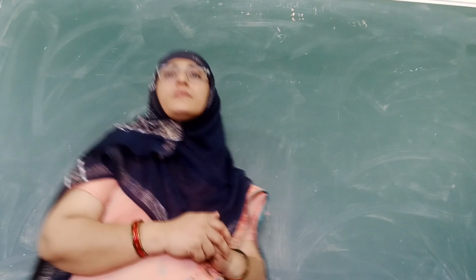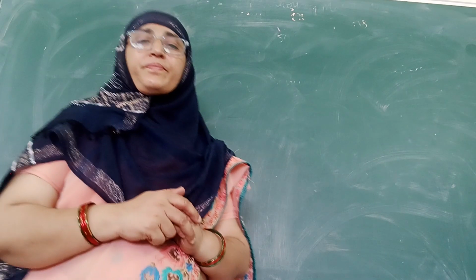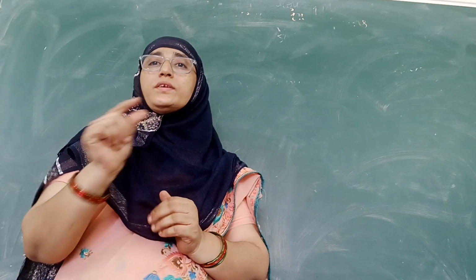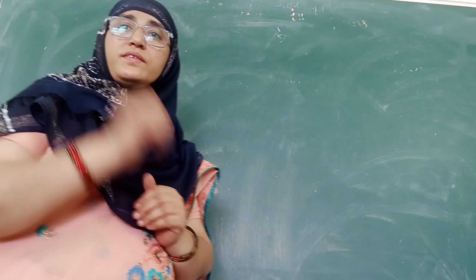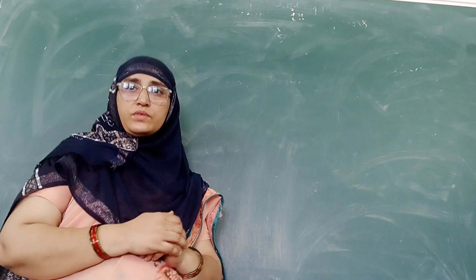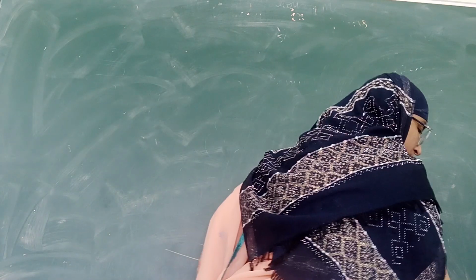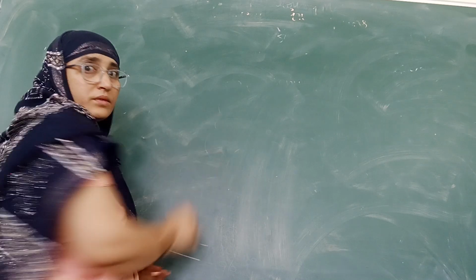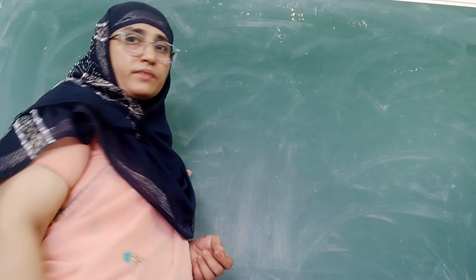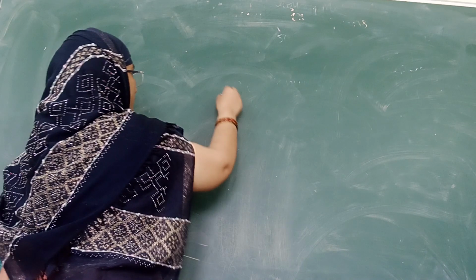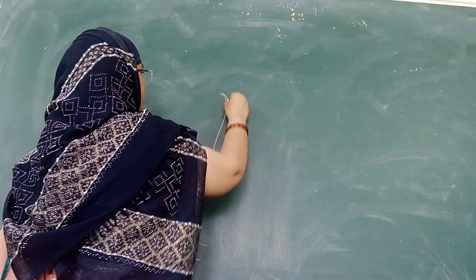First of all, tell me what is pollen grain? Pollen grain is a powdery substance which we observe on the anther of a flower. I'll show you with the help of a diagram. Suppose you take the male reproductive part of a flower, what is it? It is nothing but the stamen.